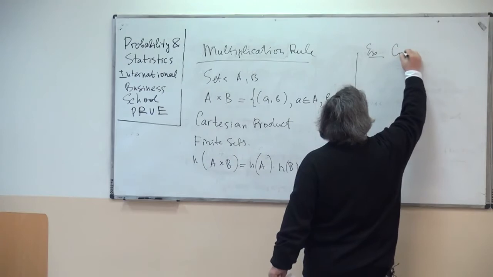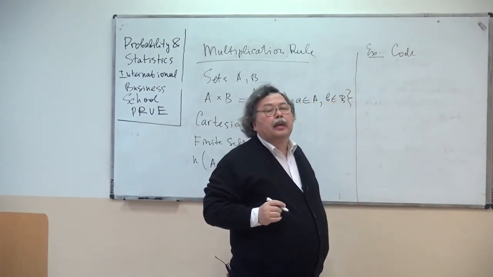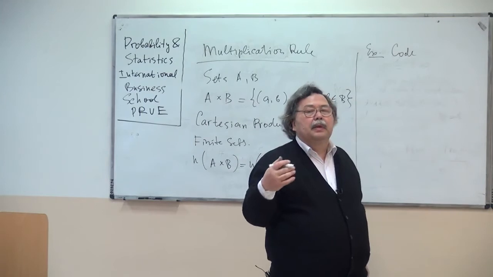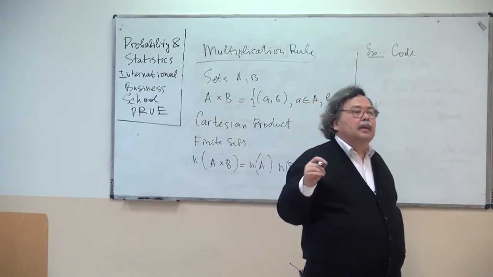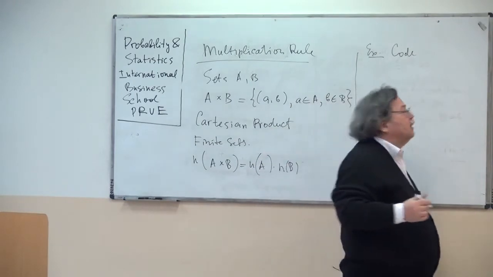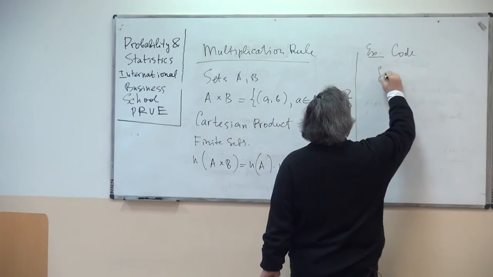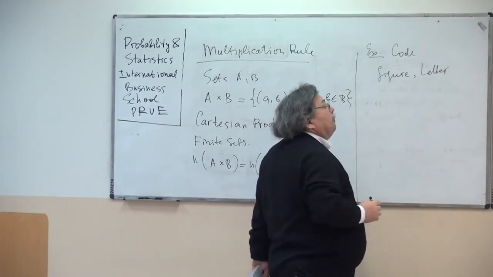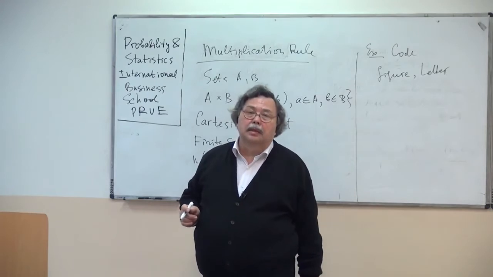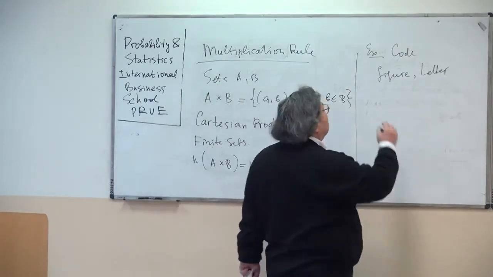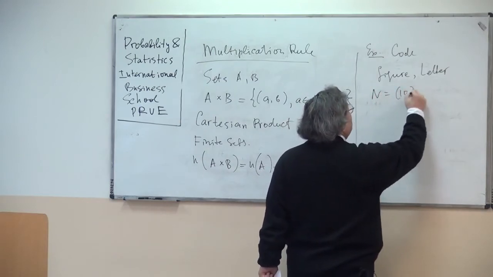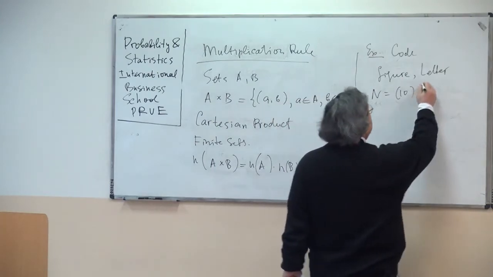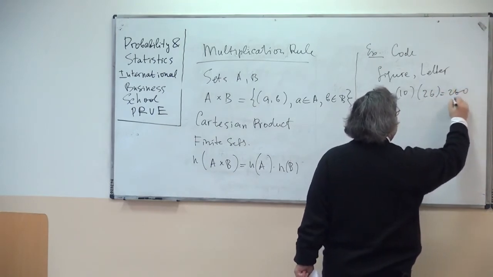Suppose a code consists of two elements, two parts. First is a decimal figure from 0 to 9, and second is a Latin letter, one of the 26 Latin letters. So it's a figure and a letter. How many different codes are there? Well, it's a very simple question. The number of codes is 10, the number of different decimal figures, including 0, from 0 to 9, multiplied by 26 letters, and this is the answer.